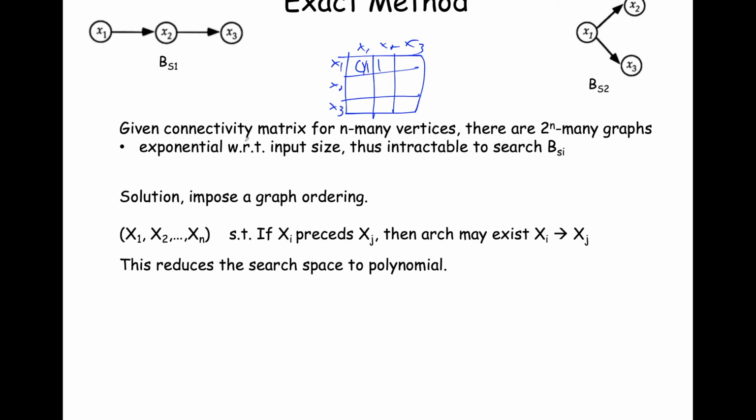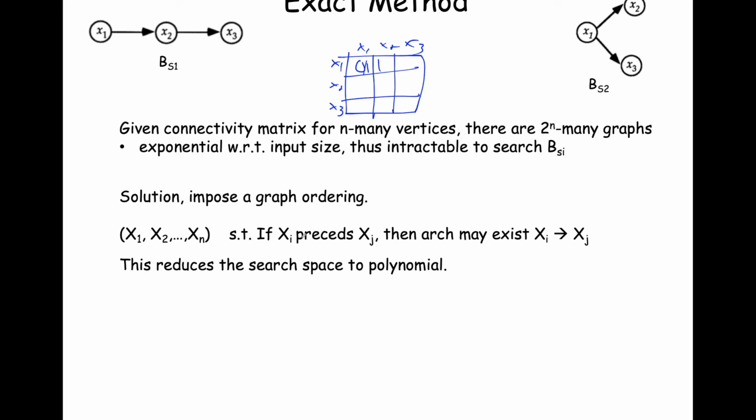And so your solution then to reduce this is to impose an ordering. Instead of considering all possible edges that you can have between nodes in a graph, you're going to have a particular ordering of the nodes in the graph. And so is it perfect? No, it's not, but it's tractable. And so in this ordering, we're going to represent something.